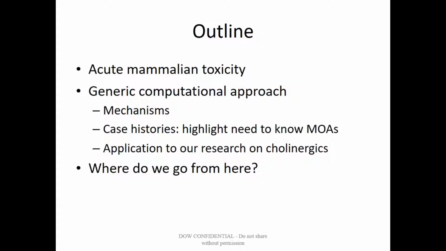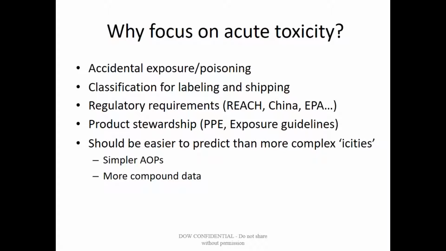So as an outline of my presentation, I'll describe something about the background of acute mammalian tox studies, review our generic computational approach with highlights on mechanisms with a few case histories of why we need to know them, application of our research on cholinergics, then some discussion on where do we go from here.